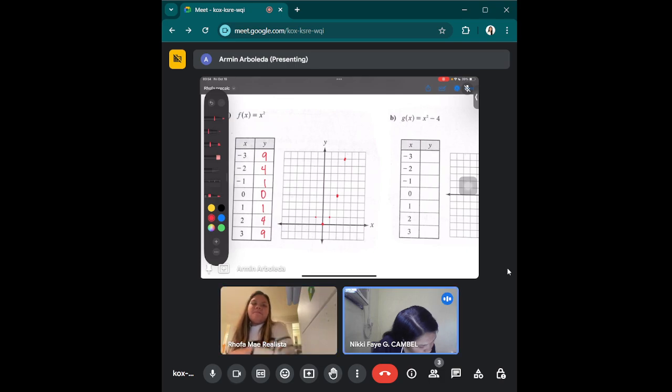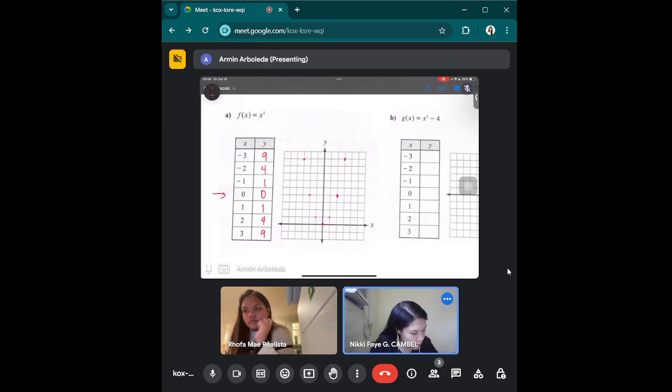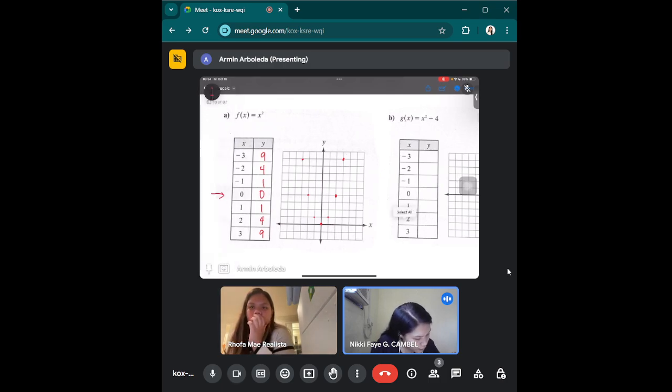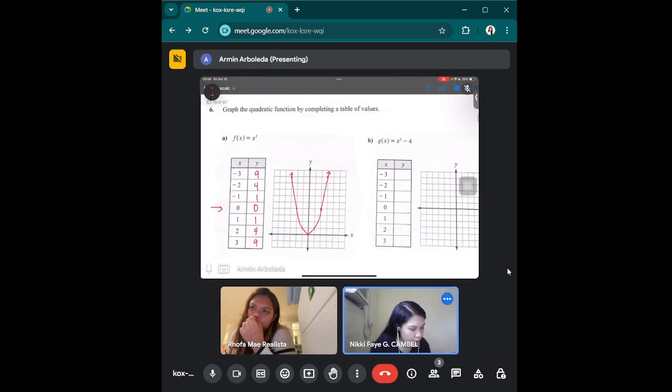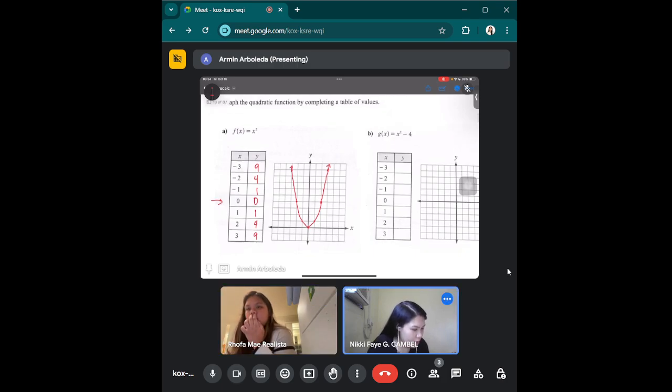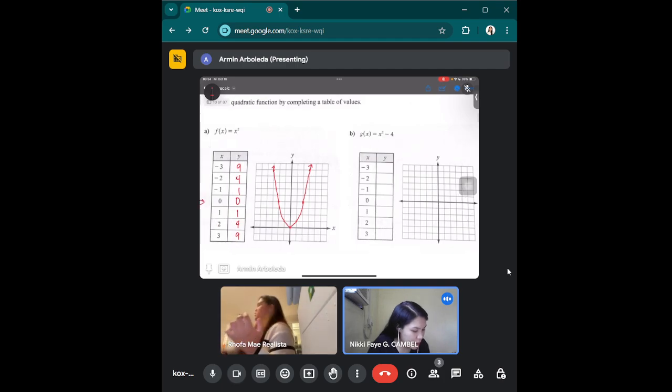So ngayon, copy lang natin. And then we also have 3 over here. So just connect the dots after. Connect the points. So, that's it. That's your parabola now. Okay? And let's move on to letter B.